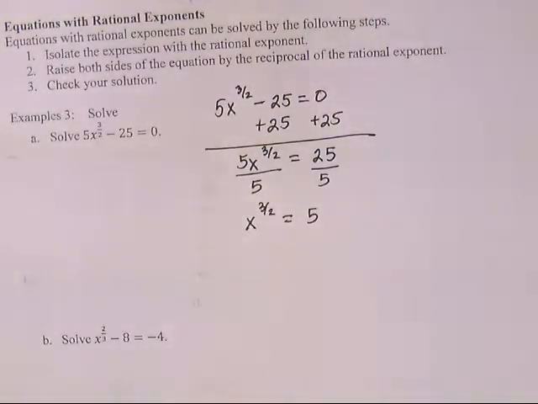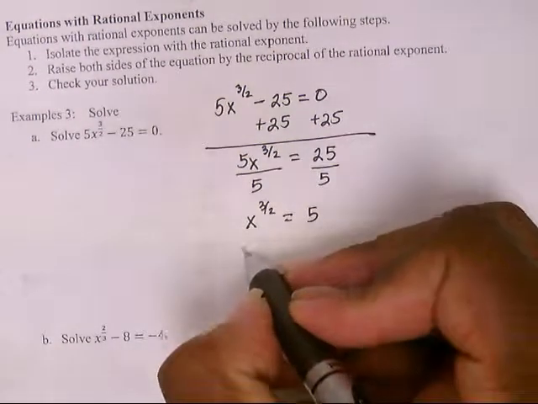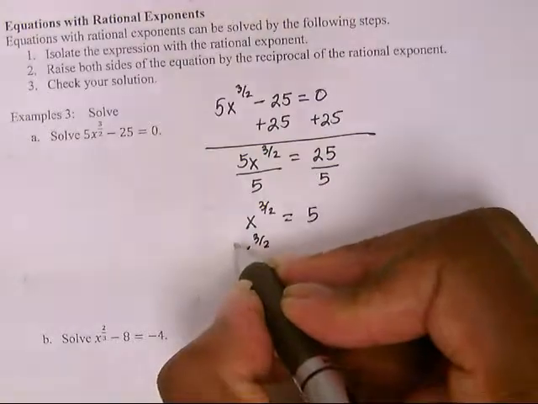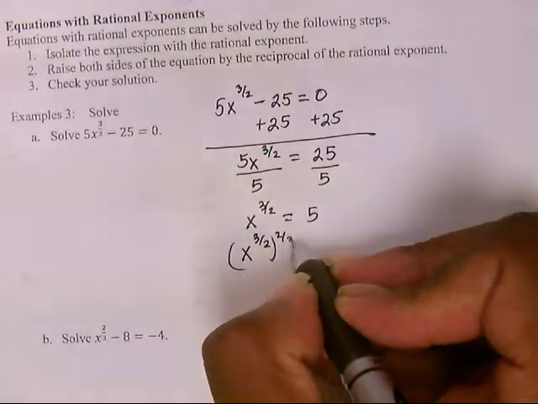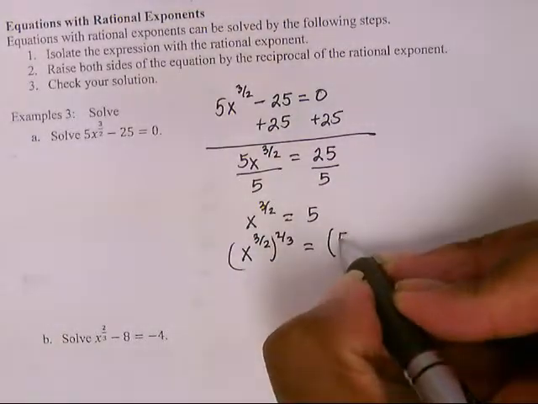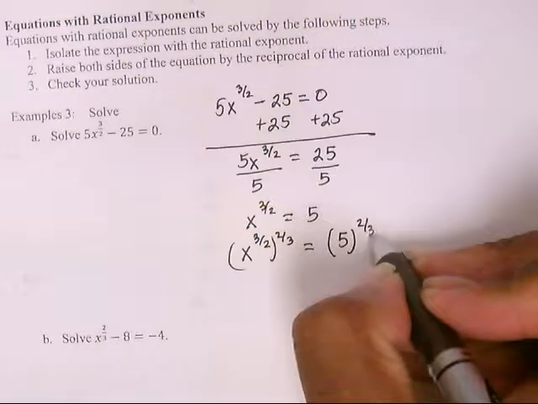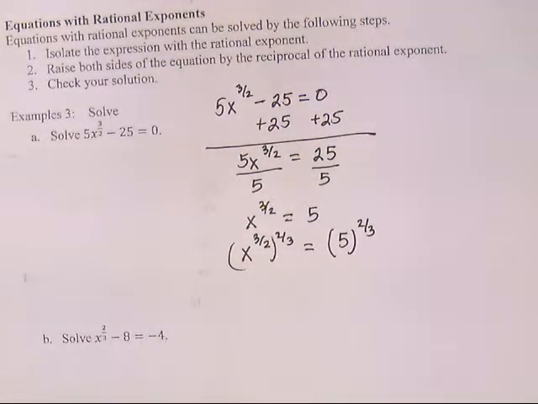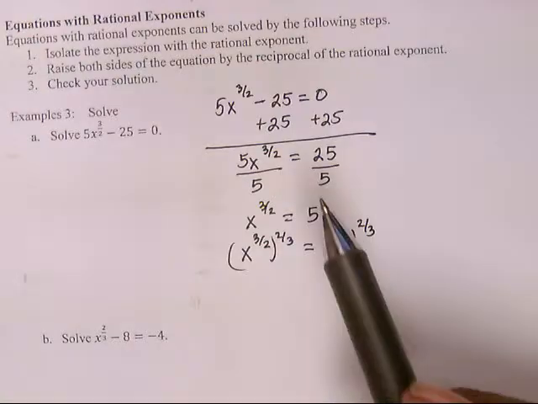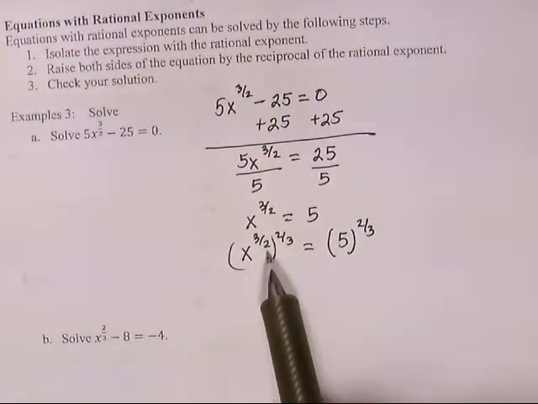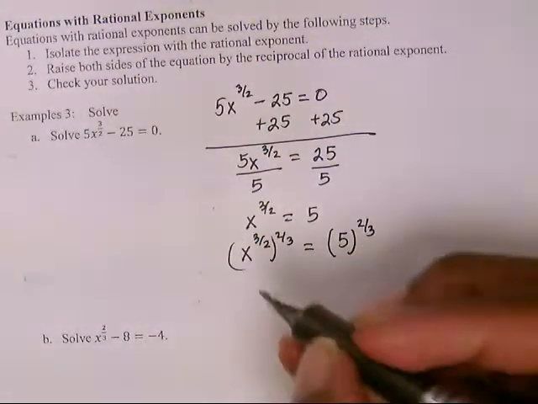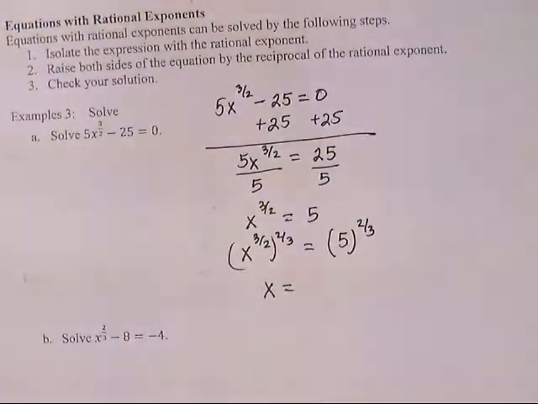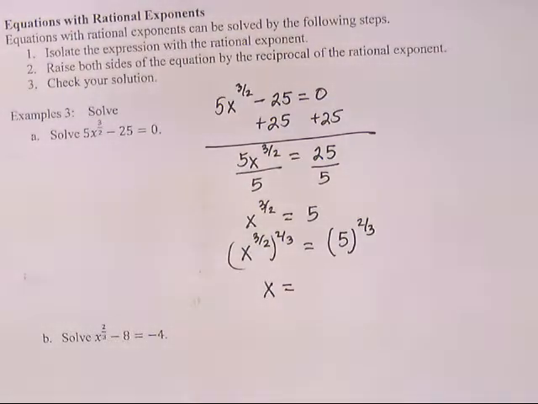And now we want to get x by itself. It's raised to the 3 halves, so the reciprocal of 3 over 2 would be, in this case, 2/3. So we're going to raise both sides to the power of 2/3. And what will happen is the numerator and the denominator divides out. You're left with just x. Now we're going to leave this as 5 to the 2/3.